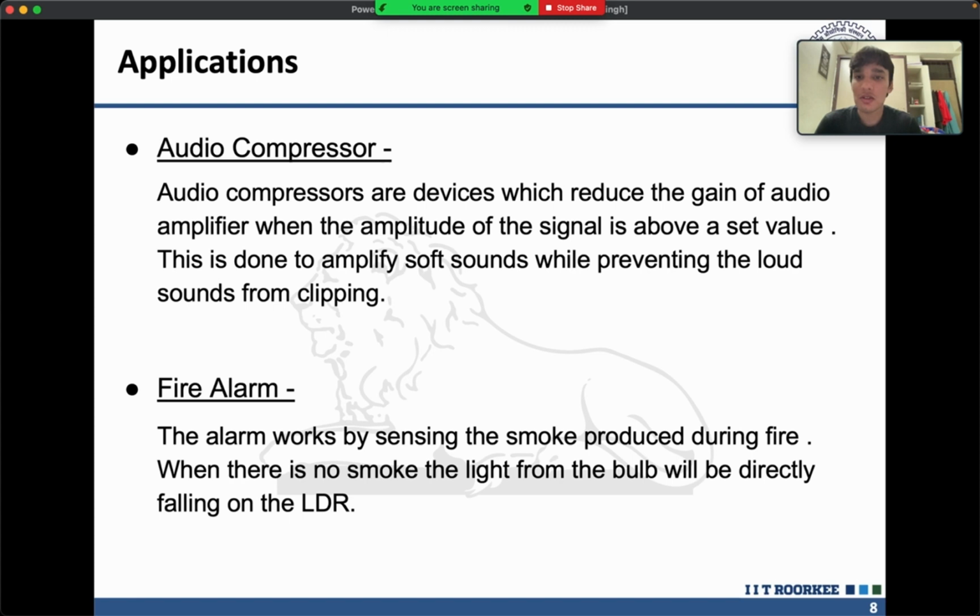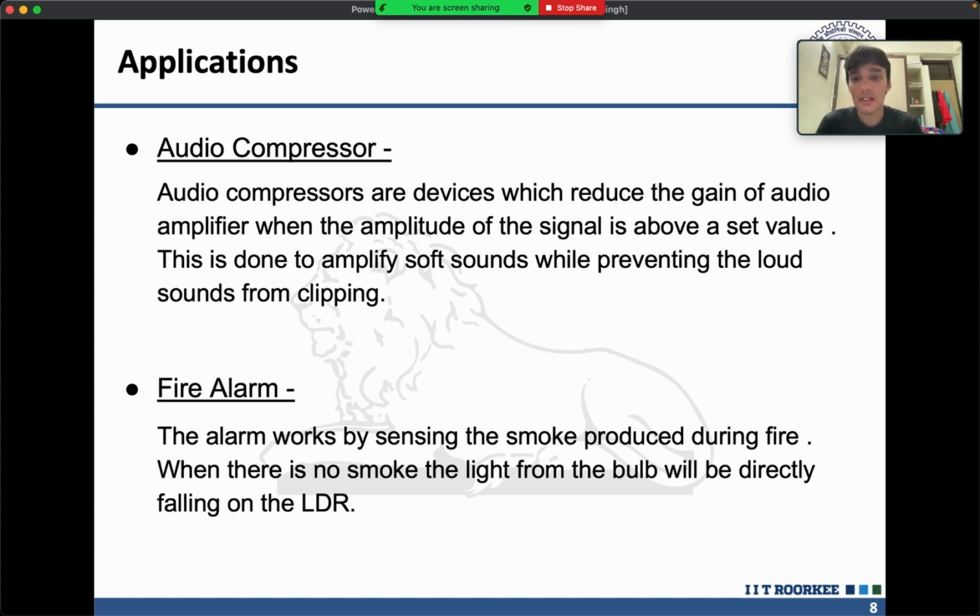Now what are some applications of LDR? So LDR can be used as an audio compressor. Audio compressors are devices which reduce the gain of an audio amplifier when the amplitude of the signal is above a set value. This is done to amplify soft sounds while preventing loud sounds from clipping as well. So LDRs are used in audio compressors. This is one of its applications.